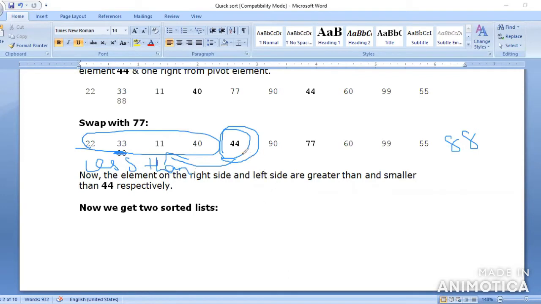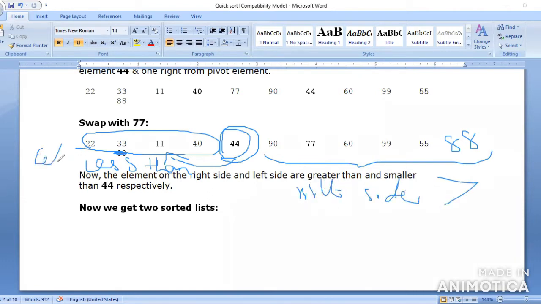44 is the pivot element. The pivot element's left side is always less than the pivot element. Here you can check the right side. 44 is the pivot element. The pivot element's right side is always greater than the pivot element. The left side is less than.